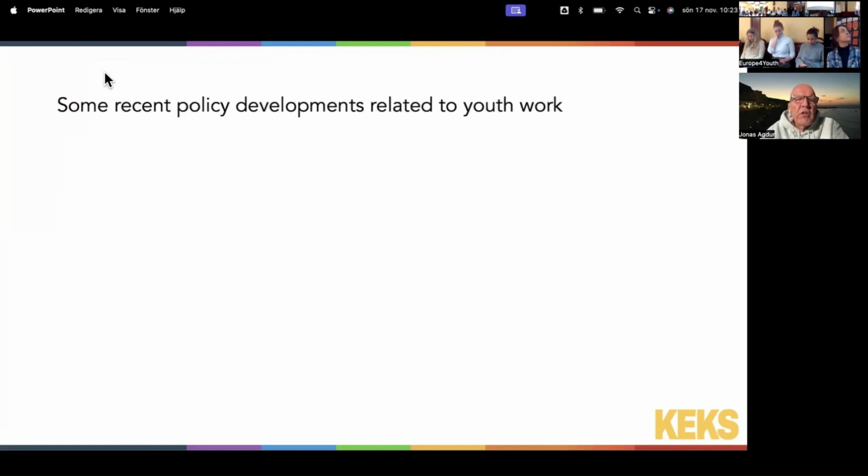So some recent policy development related to youth work, so you get a contextual background to this. In 2015, there was held the second European Youth Work Convention. It was held in Brussels. It contained national delegations from all the member states and also from quite some countries that are members of the Council of Europe. Around 500 persons with the idea of establishing a common ground for youth work.